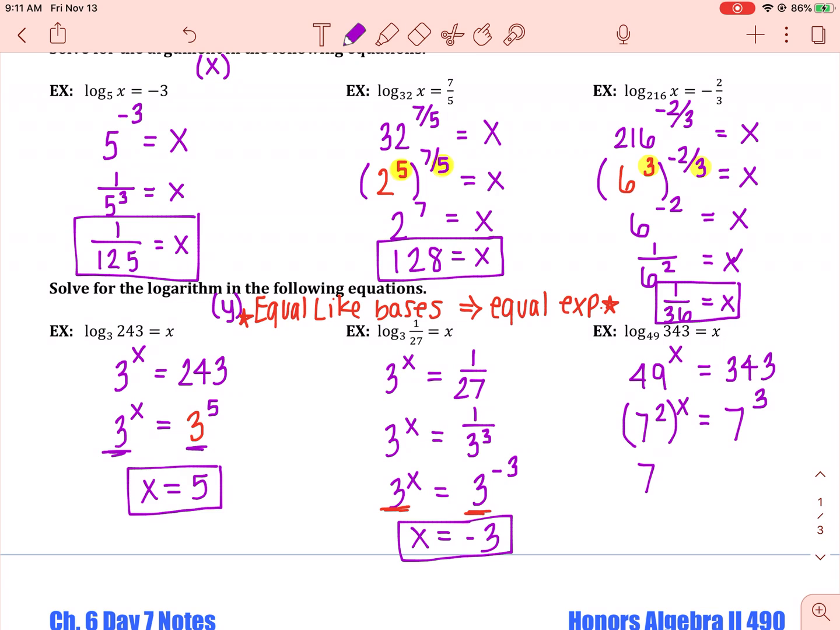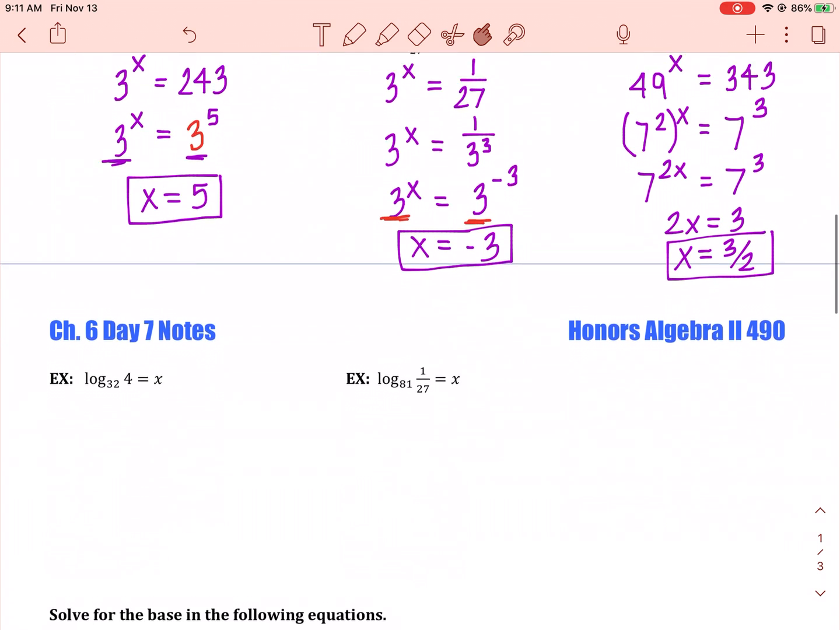So I have 7, 2 times x, power to a power. Equal bases means equal exponents. X would equal 3/2. Okay, so you always want to get your base as simple and small as possible, and then you can have your exponents be equal. Just a couple more examples, making sure you feel confident.